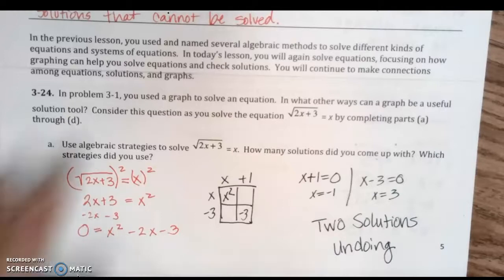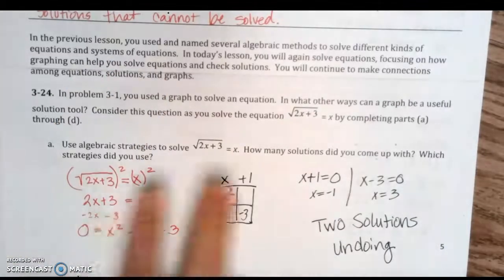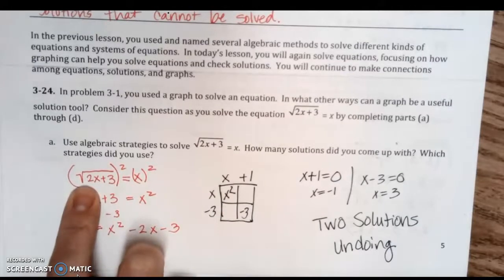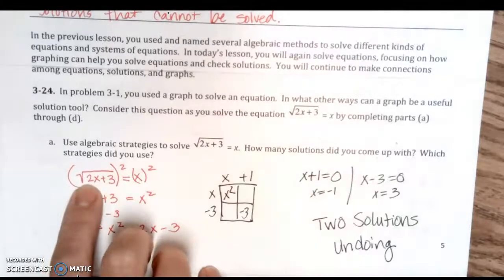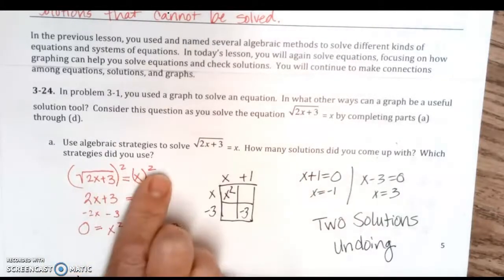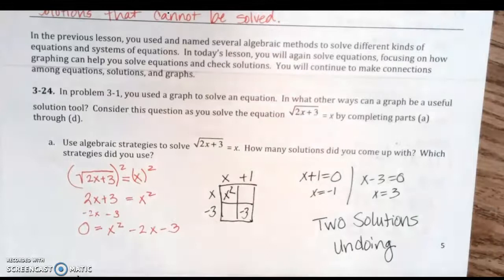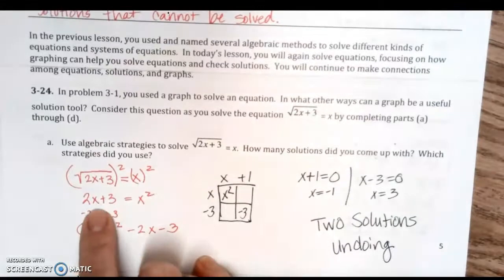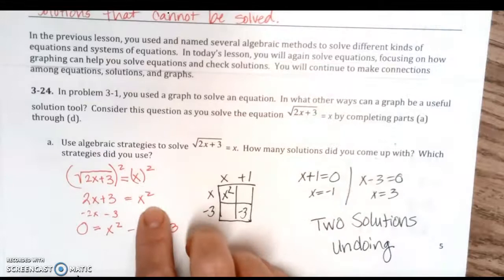Okay, so we're going to start with the equation. Because we're taking the square root, we're going to do the inverse operation, which we call undoing. So the inverse operation of square rooting is squaring. So we need to square both sides. That's going to be step number 1. When you square something that's being square rooted, you get what's inside. And when you square x, you get x squared.